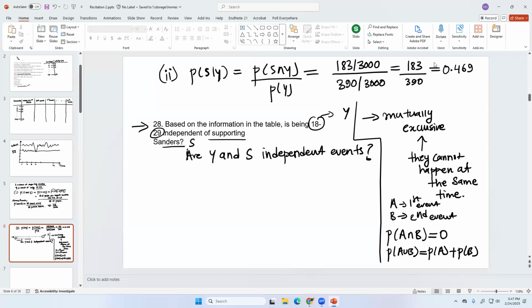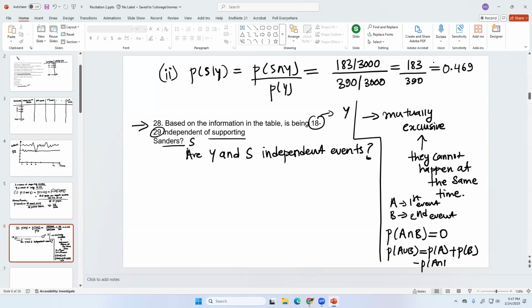A union B is just P of A plus P of B, right? Usually it's minus P of A intersection B, but the A intersection B goes to zero. So you have to be careful: if things are mutually exclusive, you have to check if this is true or not.